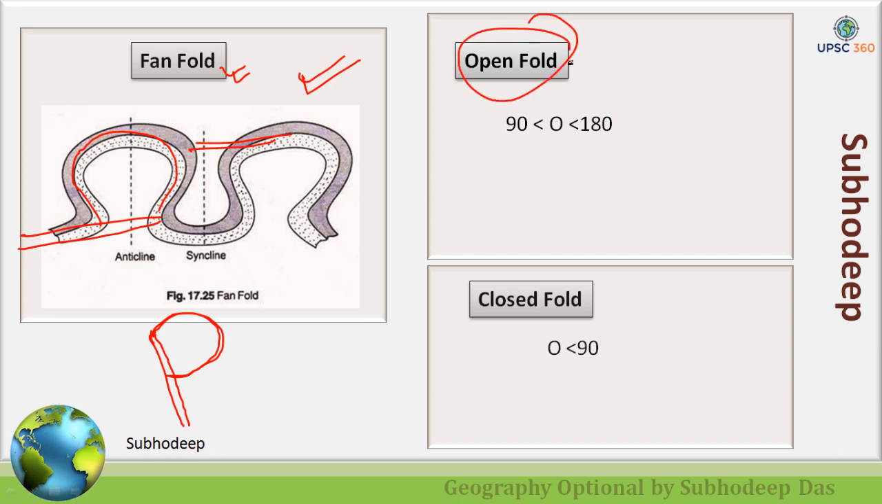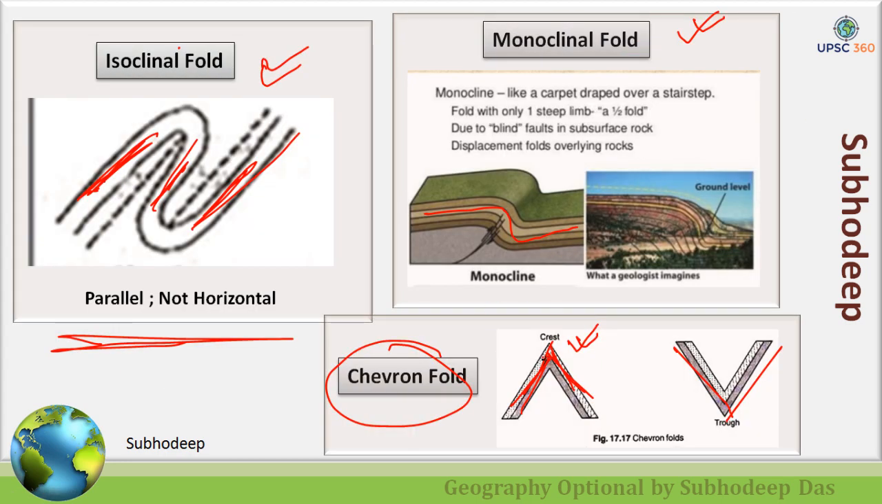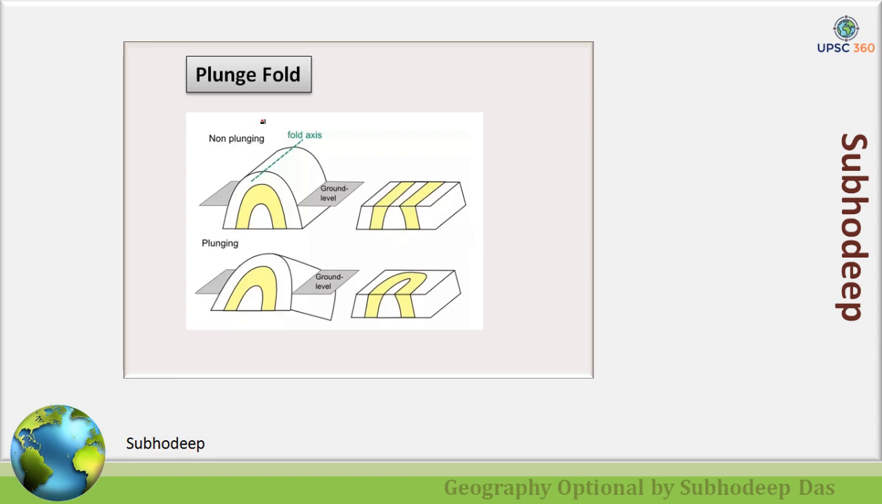Open fold, in which the angle is between 90 degrees and 180 degrees, right? For example, see, this is the 90 degree, right? But the fold in which the angle is between 90 and 180, that is called open fold. But in closed fold, the angle must be less than 90, right? See this, so this is closed fold. Now these can be categorized under chevron fold as well, right? See, chevron fold.